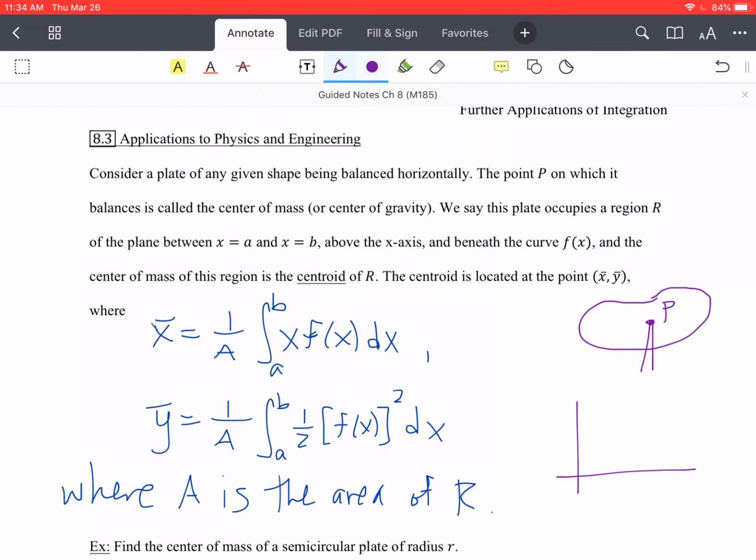So oftentimes we define these shapes to be above the x-axis, going from a to b, and under the function f of x. So we have our region R. And then wherever that point is, that center of gravity, that center of mass, that would be P, our centroid. Okay, and that centroid is the point x bar, y bar. And we just came up with formulas to be able to identify where this centroid occurs.